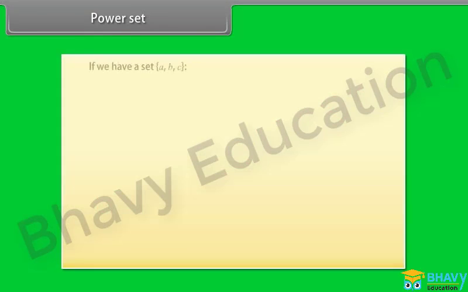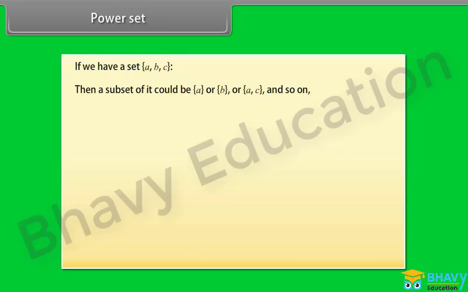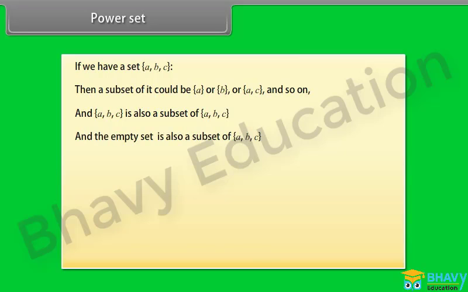Power set. If we have a set A, B, C, then a subset of it could be A or B, or AC, and so on. And A, B, C is also a subset of A, B, C. And the empty set is also a subset of A, B, C. PS is equal to the empty set, A, B, C, A B, A C, B C, A B C.